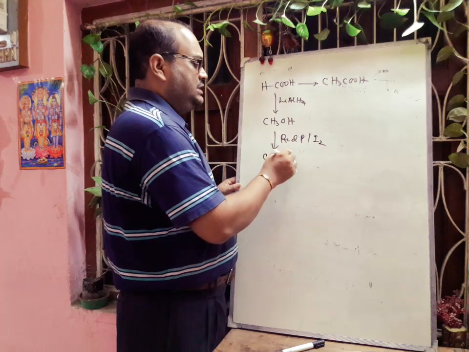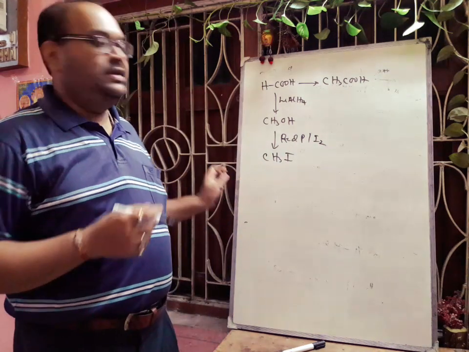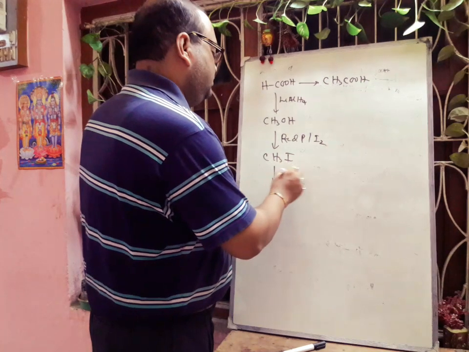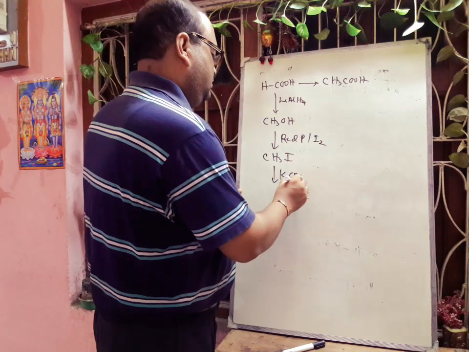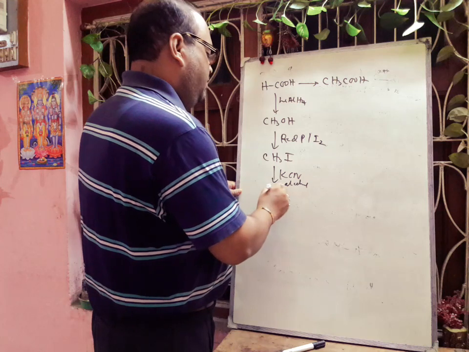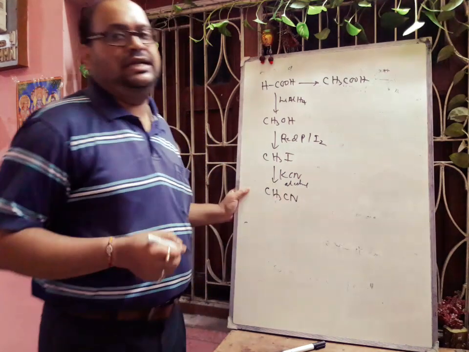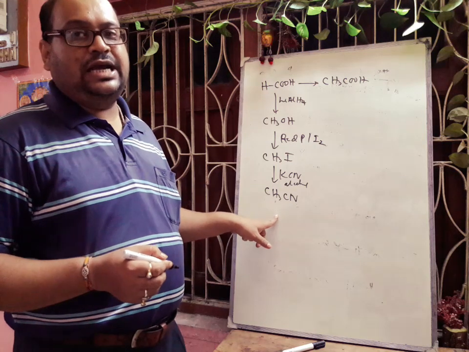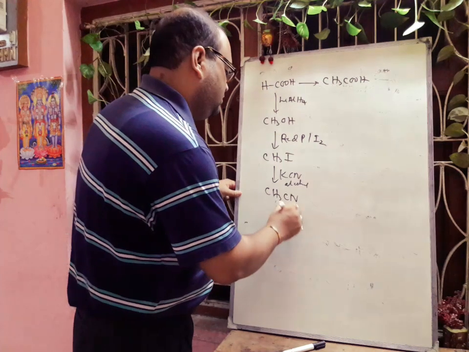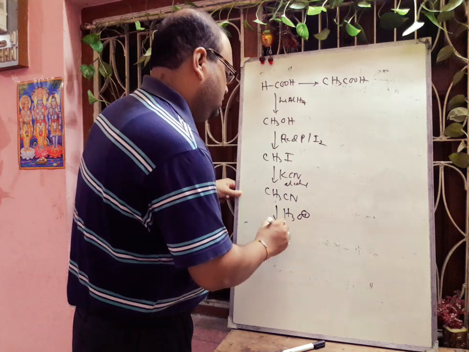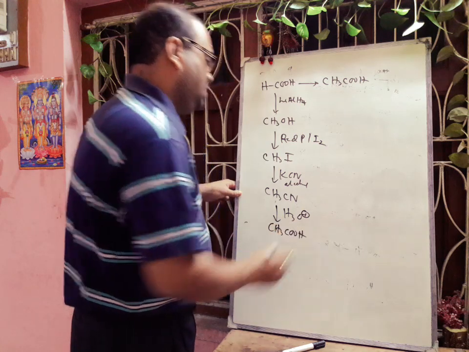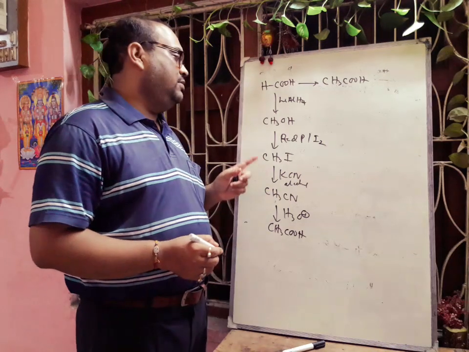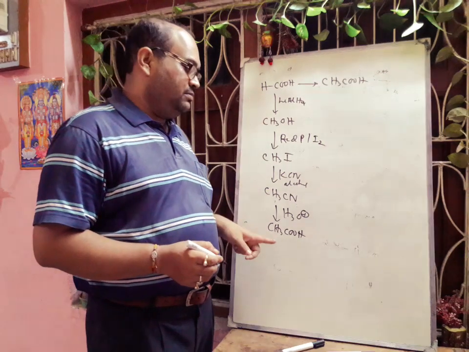That will produce CH3I, methyl iodide. Now it is a better leaving group. Here we can use potassium cyanide and alcohol, then there will be formation of CH3CN, that is methyl cyanide. Now, if we hydrolyze this cyanide, that will produce acid, CH3COOH. So in this way, we can do the step-up type of reaction. From formic acid, we can prepare acetic acid.